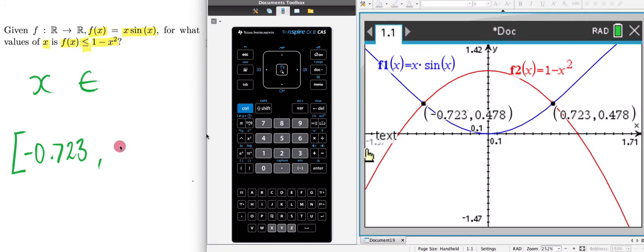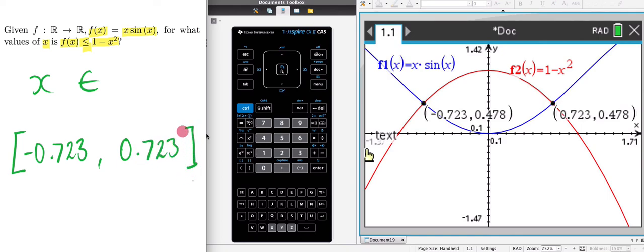So I come here and I write in 0.723 and close my brackets. So I have two square brackets, which is telling me I'm including those values. And that is how you answered this question.